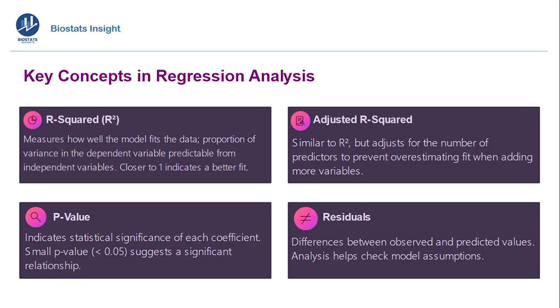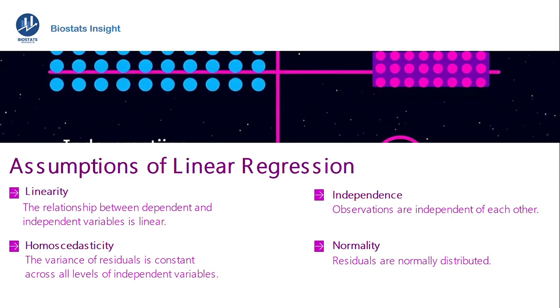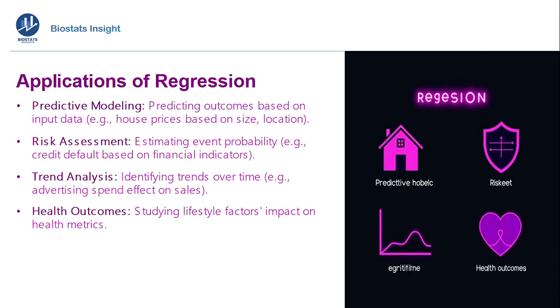Residual is the difference between predicted and observed values, and it helps you check the assumptions of regression. So what are the assumptions? First, the variables should be linearly related to each other. Homoscedasticity: the variance in the residuals is constant across all the independent variables. Independence: all the observations are independent of each other, with no correlation between them. Normality: the residuals are normally distributed.